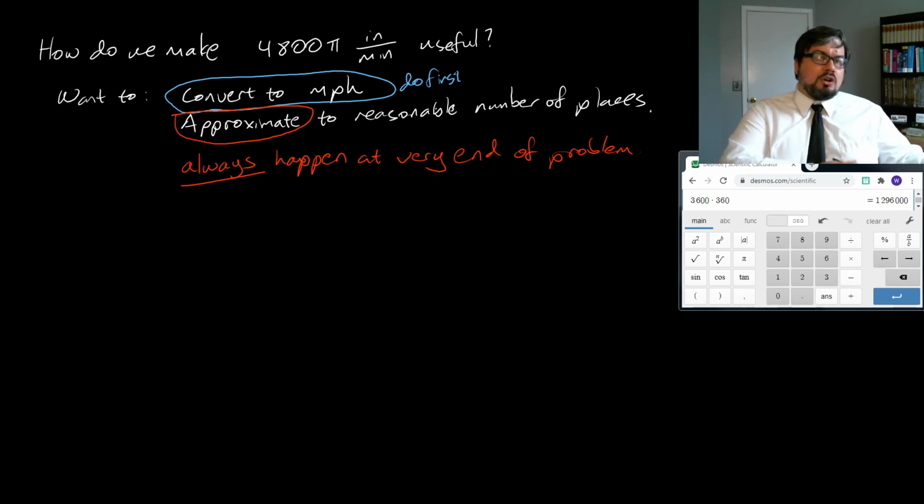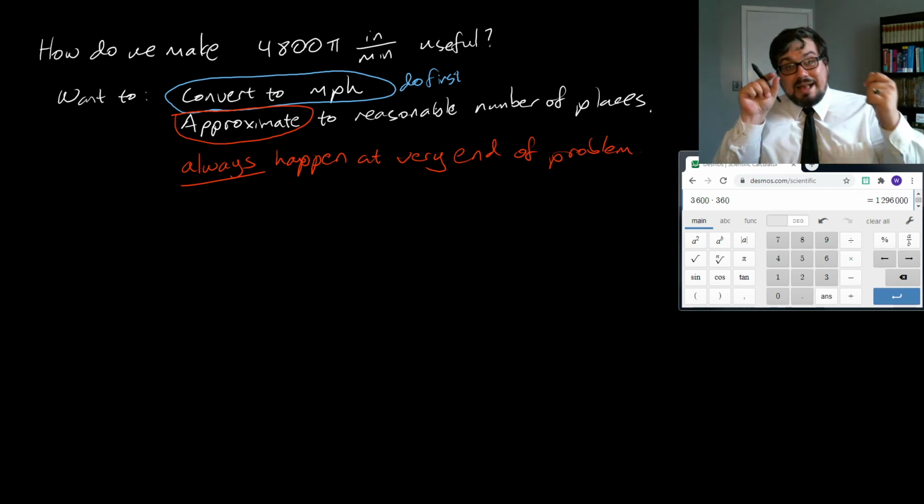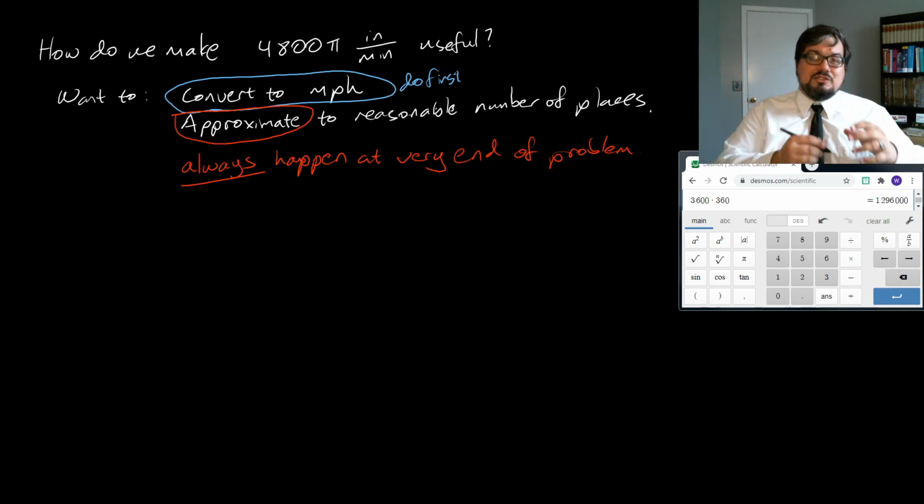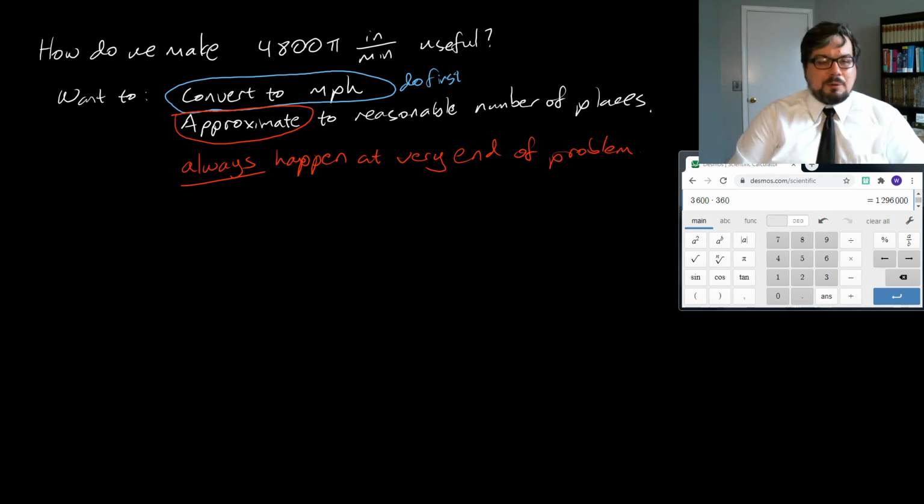But if you approximate early in the problem, then that little tiny difference between the actual value and the approximate value can get multiplied. So any approximations you make at the beginning, any little tiny deviations from reality, will get magnified over time as you go through computations and further developments. So you always, always, always approximate at the very, very end of the problem and no earlier. So for this problem, we're going to convert to miles per hour first. So let's go ahead and do that.